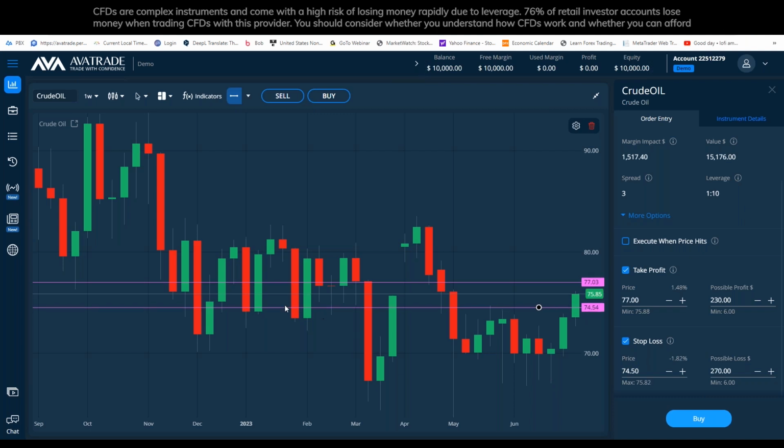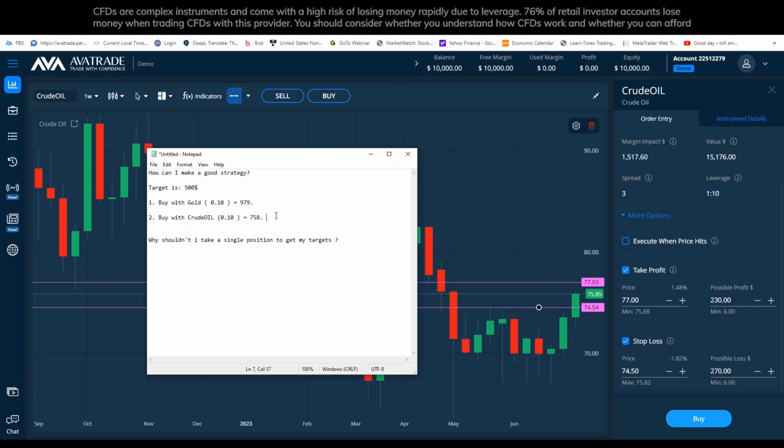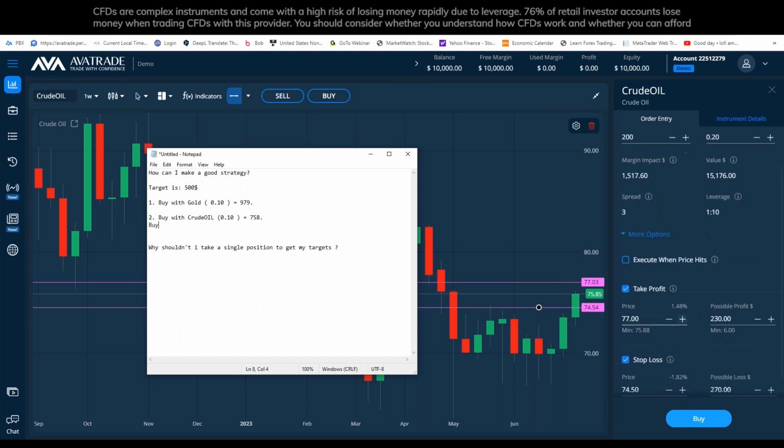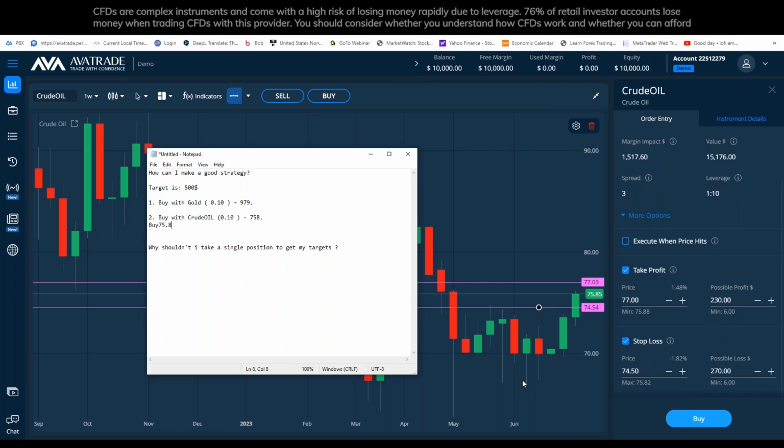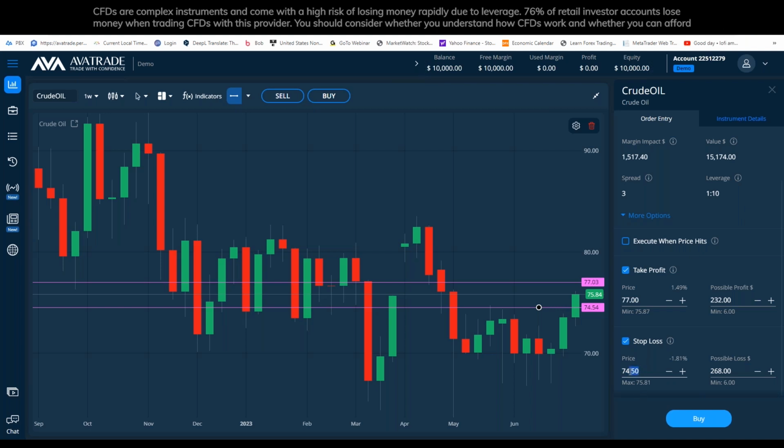Now I'm going to switch. So I have one position. Let's see who can help me here from the audience. Buy at 75, take profit, stop loss. Here we have 77, which can possibly lead to 232, and we have 74.5, which can lead to 268, which is a bit, not sure how I feel about that. Let's make it this way.